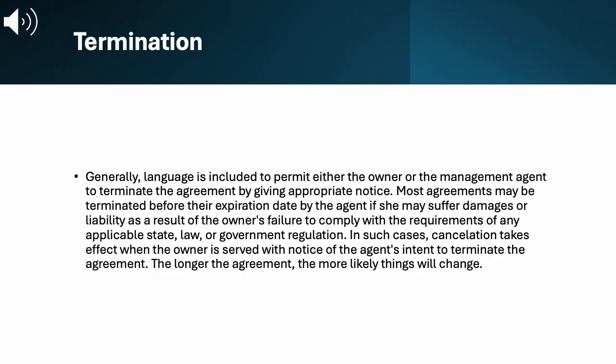Termination. Generally, language is included to permit either the owner or the management agent to terminate the agreement by giving appropriate notice. Most agreements may be terminated before their expiration date by the agent if she may suffer damages or liability as a result of the owner's failure to comply with the requirements of any applicable state law or government regulation. In such cases, cancellation takes effect when the owner is served with notice of the agent's intent to terminate the agreement. The longer the agreement, the more likely things will change.